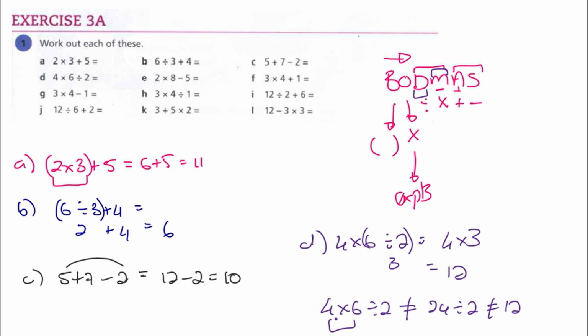Okay, for each of these, we need to put brackets in to make the answer true. So for A, we have 3 times 4 plus 1 equals 15. This is the answer that we need, so we need to place brackets here such that we get 15.